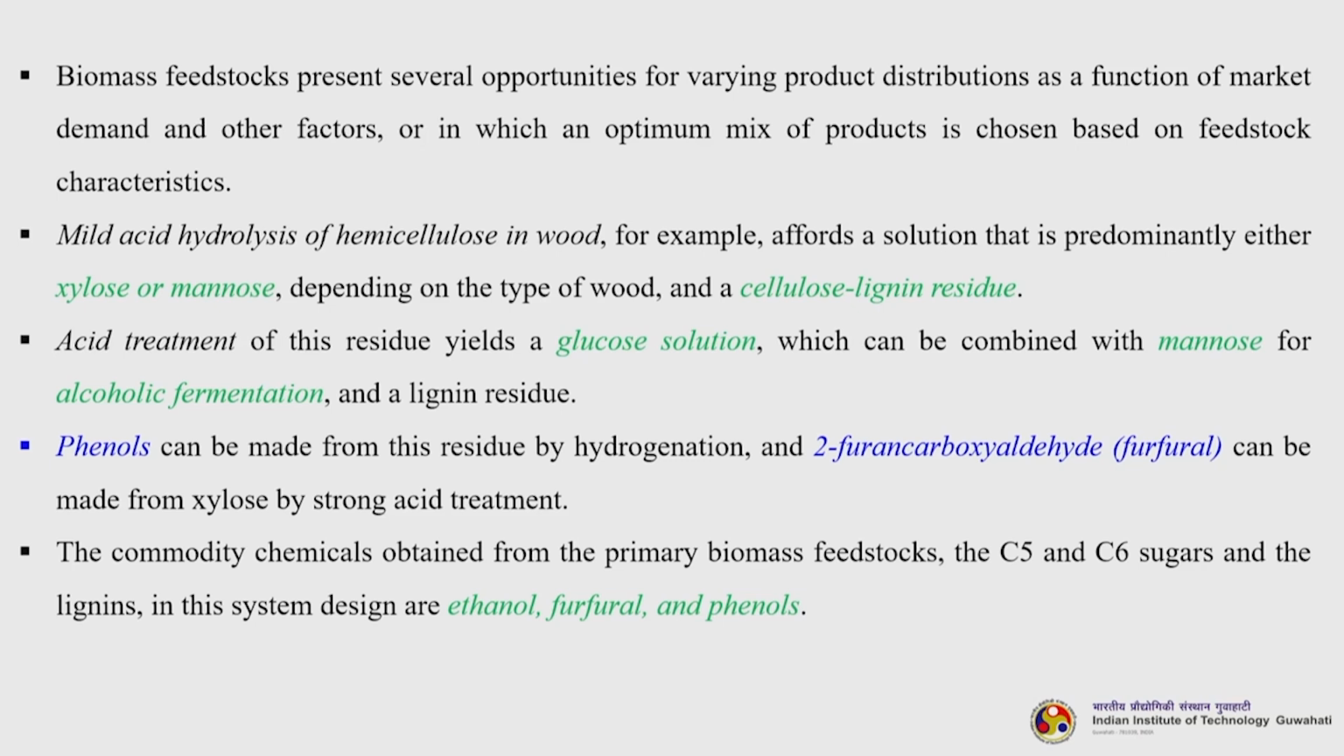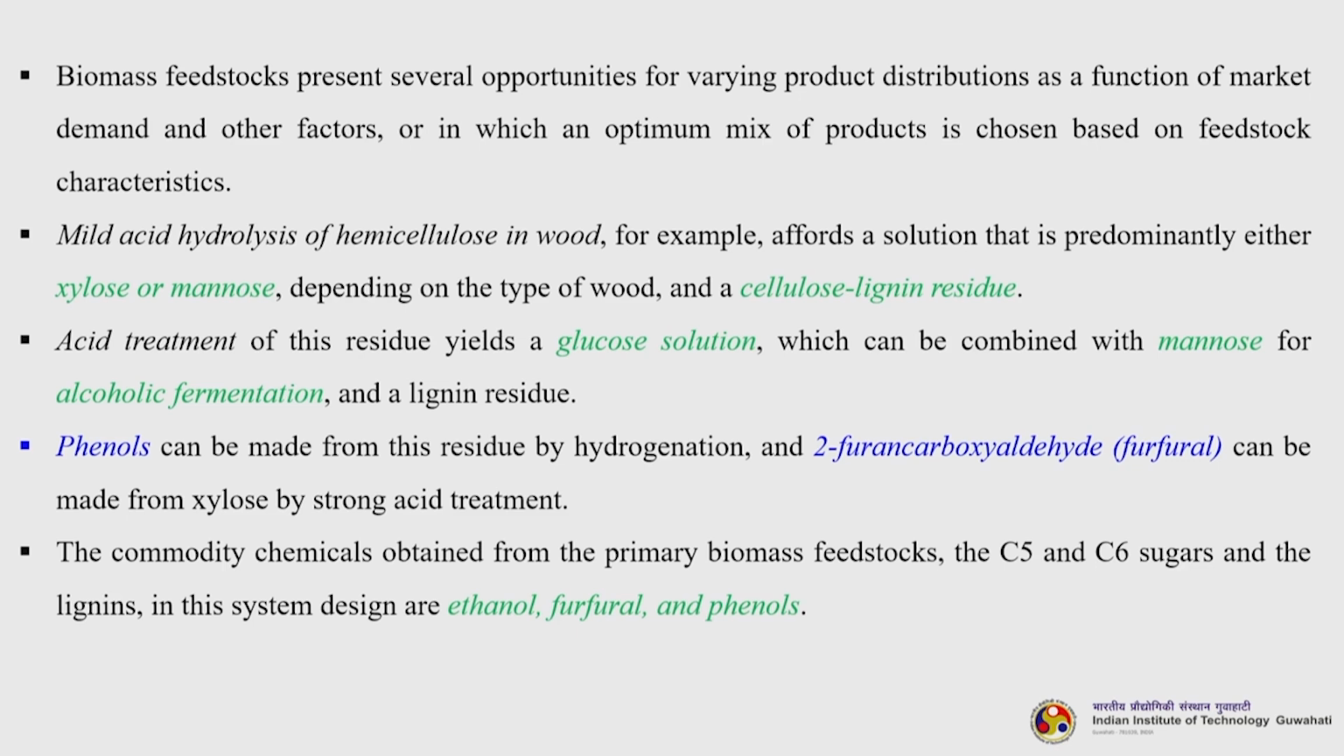Mild acid hydrolysis of hemicellulose in wood, for example, affords a solution that is predominantly either xylose or mannose, depending on the type of wood, and a cellulose lignin residue. Now, acid treatment of this residue yields a glucose solution which can be combined with mannose for alcoholic fermentation, and a lignin residue. If you recall, we discussed these things when we discussed fermentation products. But here we will discuss specialty chemicals in detail.